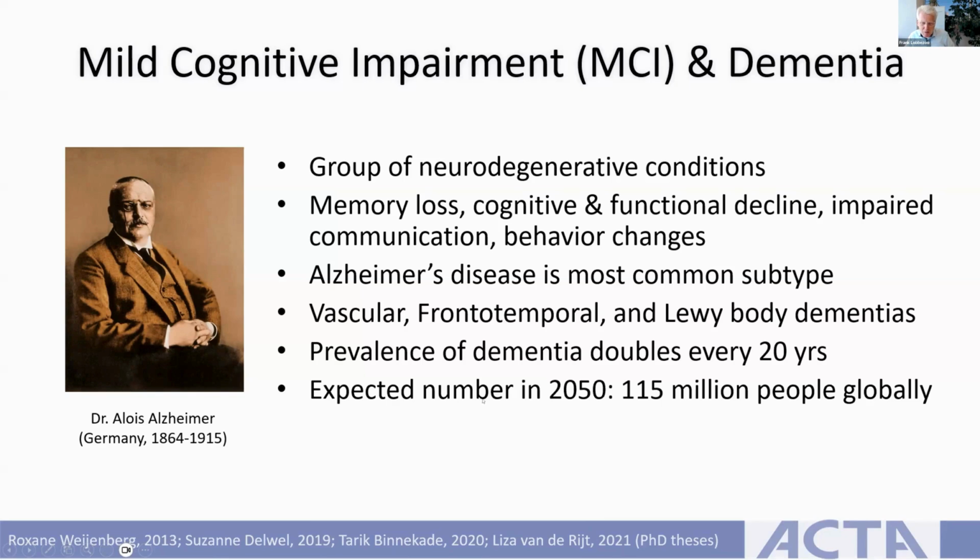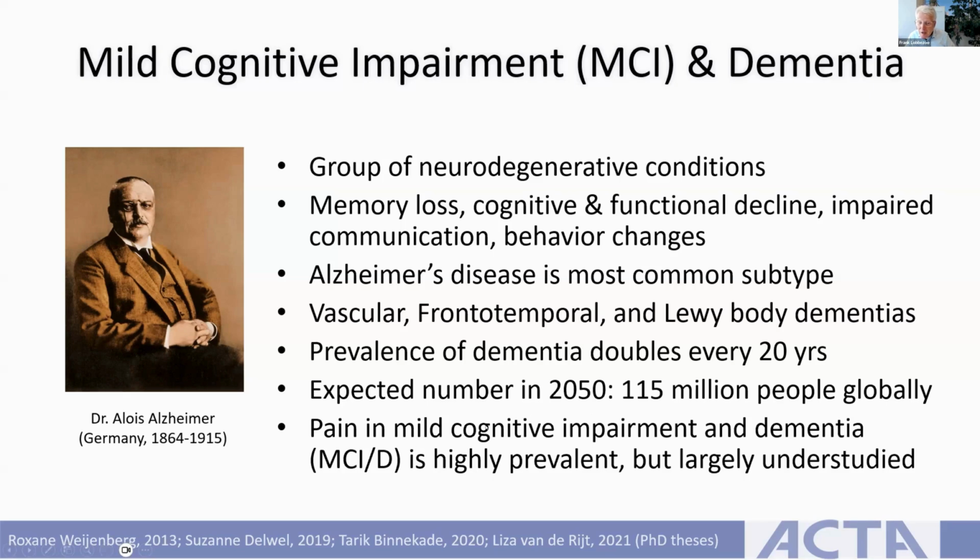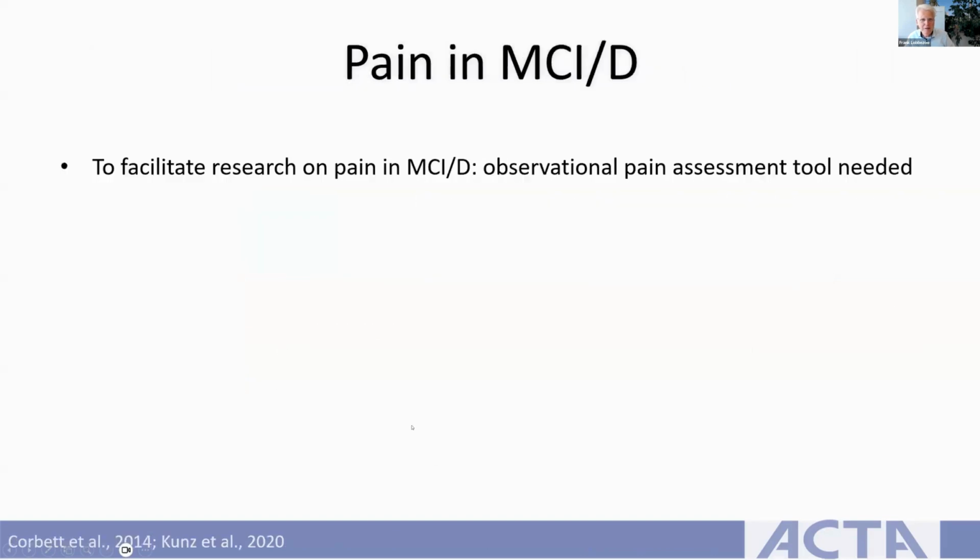And if you look at the expected number in 2050, 115 million people globally are expected to suffer from one or the other type of dementia. This is really something that we have to take into consideration. But then we know that pain in mild cognitive impairment and dementia is highly prevalent, but then is this studied widely? No, it's not. We do not know a lot about this. To be honest, we know only very little about pain in dementia. And then talking about pain, what about orofacial pain? But first, pain in general.